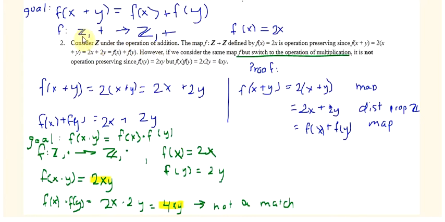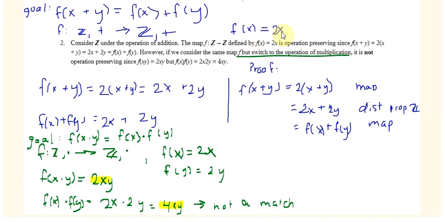F goes from the integers under addition to the integers under addition, such that f of x is the doubling function. You give me 2, I give you 4. You give me 3, I give you 6. Anything you give me, any integer value that comes into this map comes out twice that.